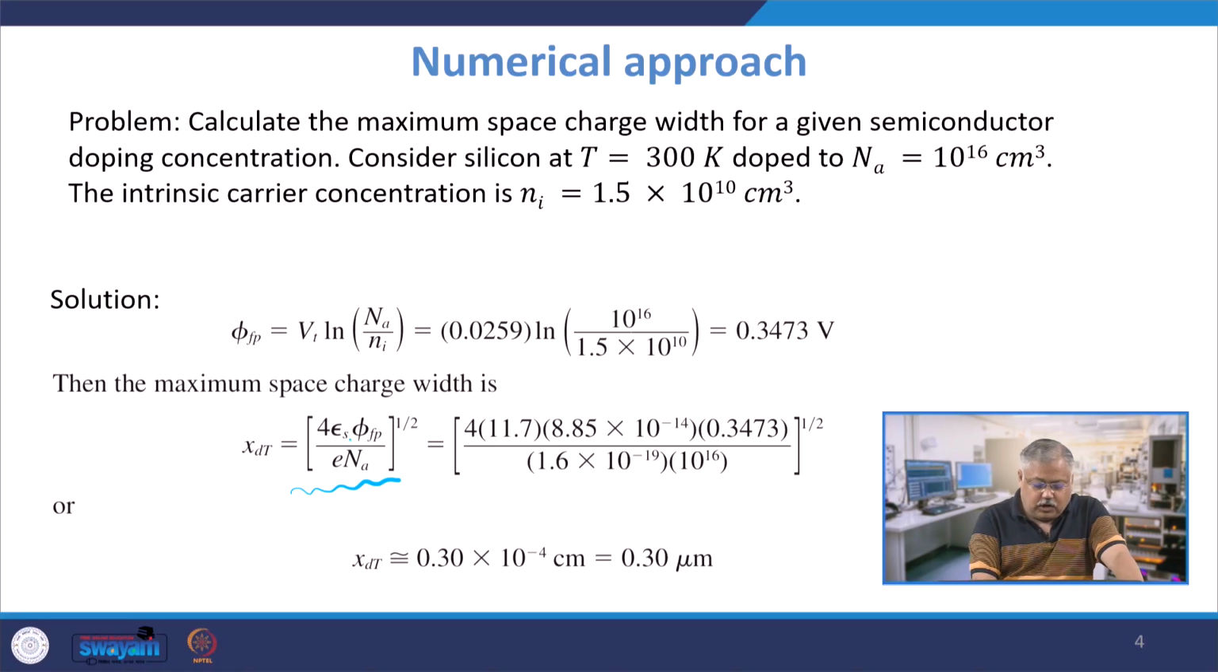Xdt equals the square root of 4 epsilon phi fp upon q times Na. What is phi fp? Phi fp is basically the difference between the Fermi level and the intrinsic level at the silicon dioxide interface, and that is given by Vt, which is kT by q. This is the thermal equivalent voltage, kT by q, ln of Na by Ni. So basically kT by q ln of Na by Ni.